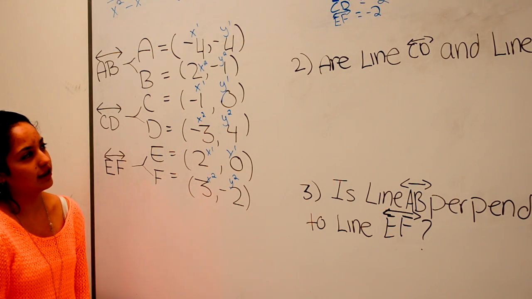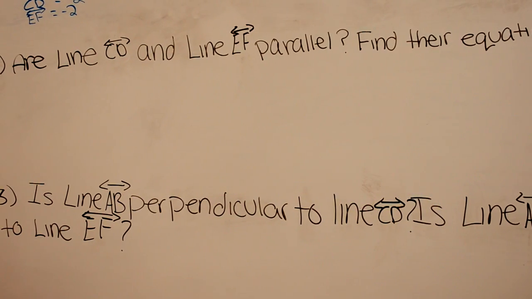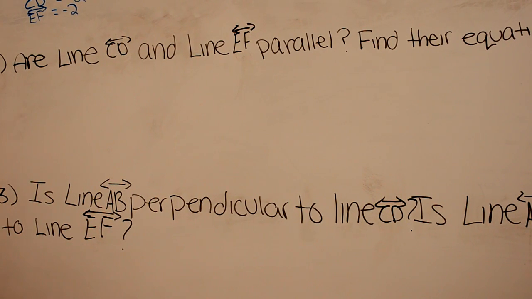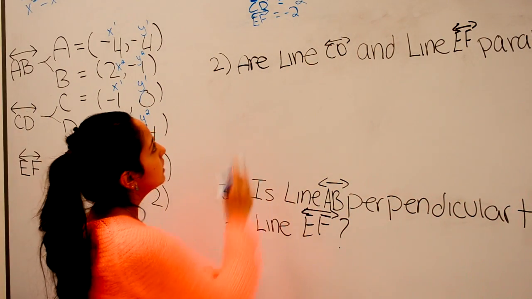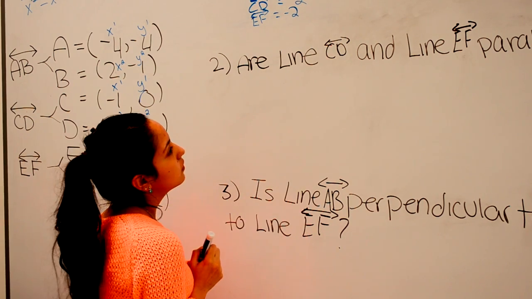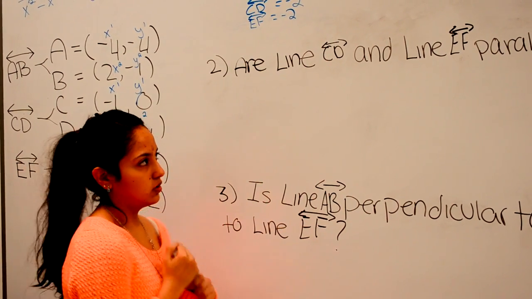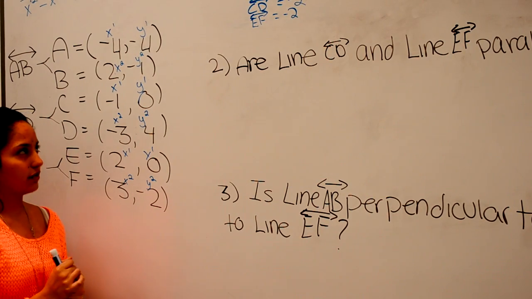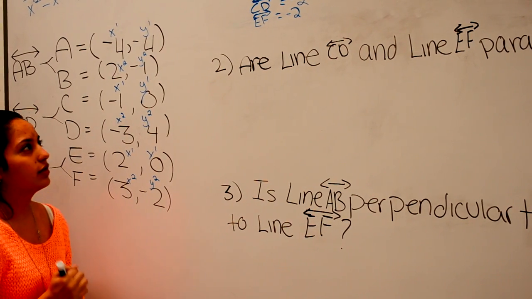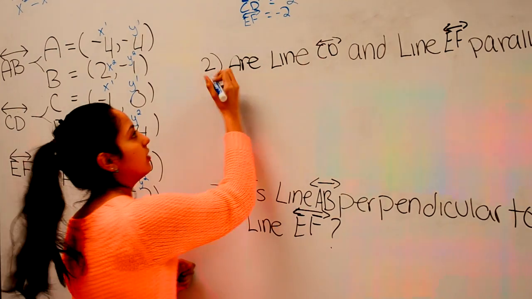The next question is, are line CD and line EF parallel? So when we look up here, when we found their slopes, the slope for CD is -2 and the slope for EF is -2. So to know if two lines are parallel, they always have to have the same slope, and these do have the same slope, so they are parallel.